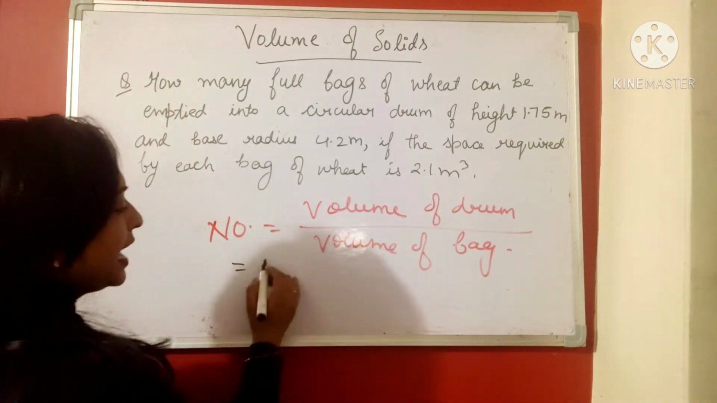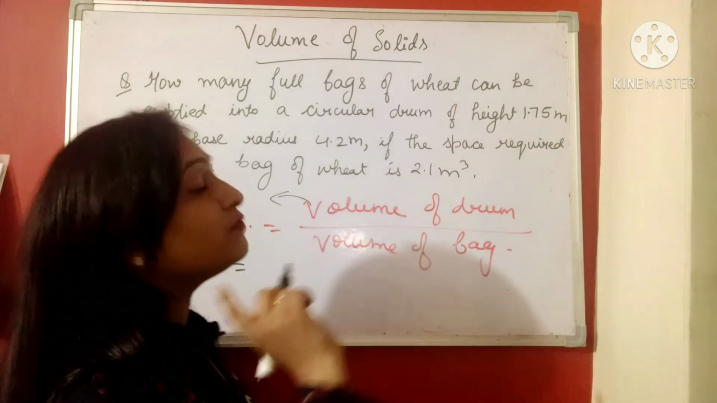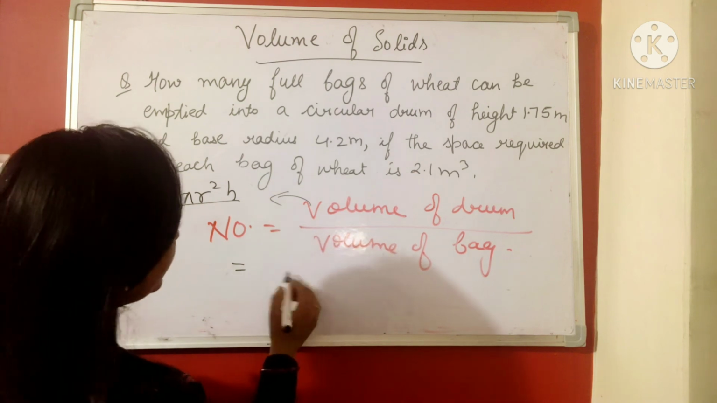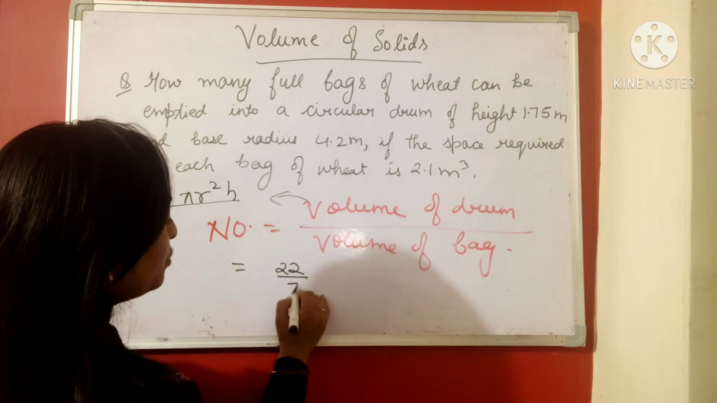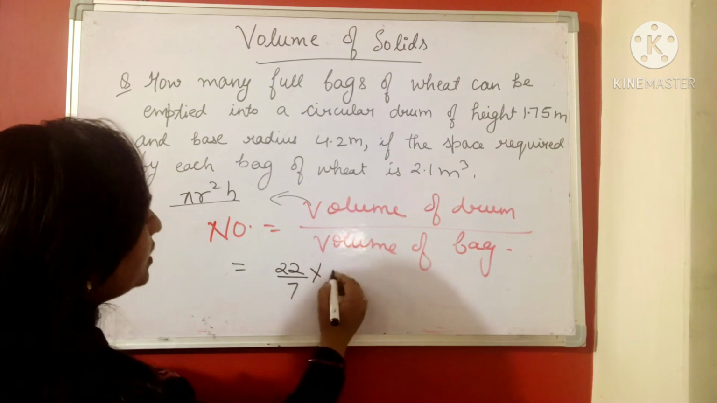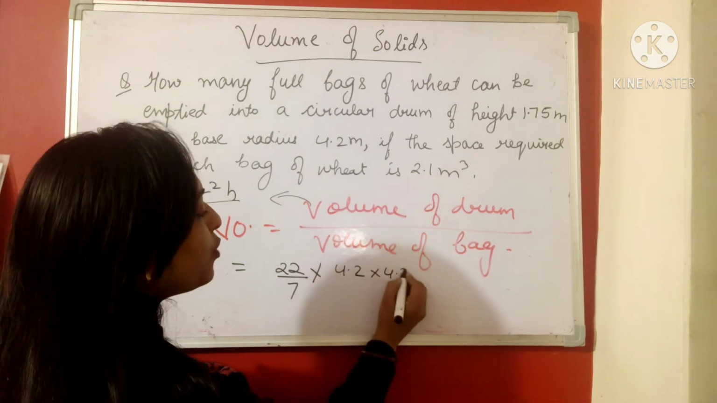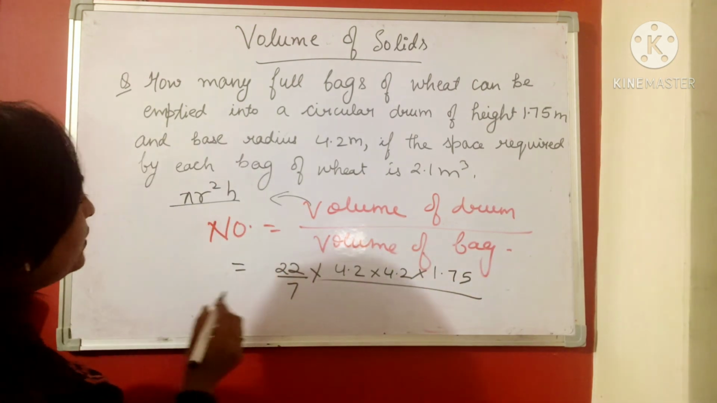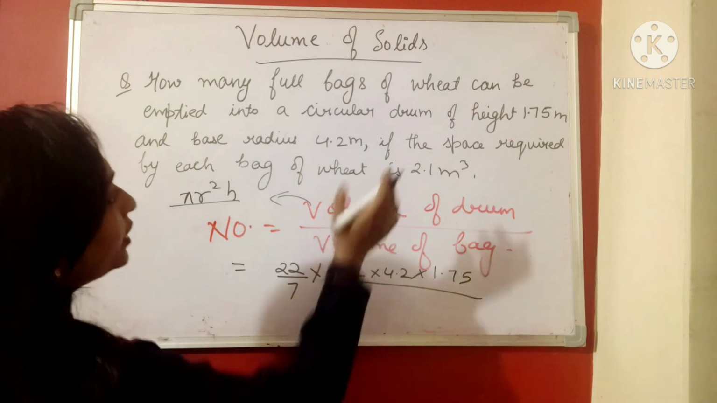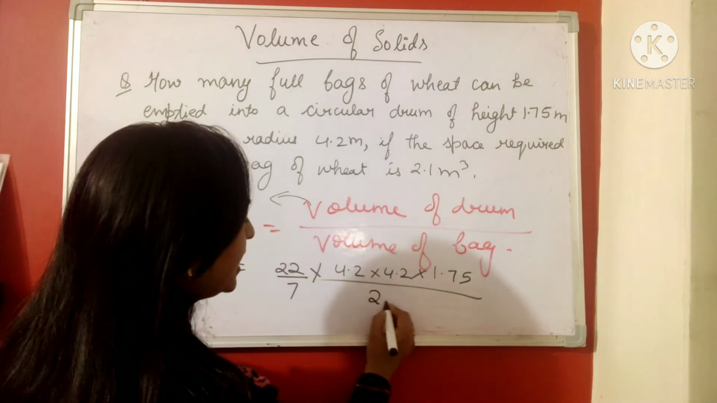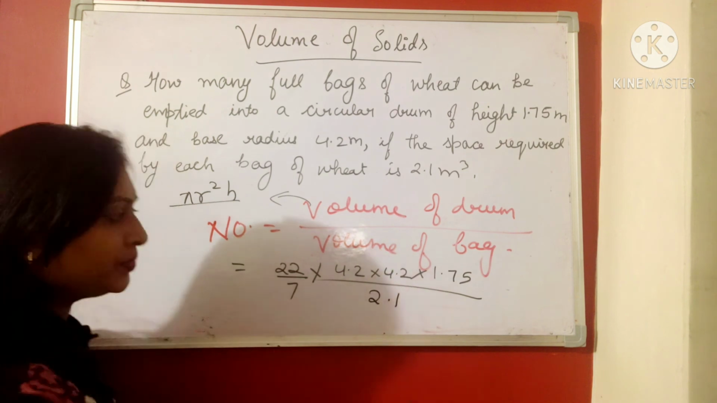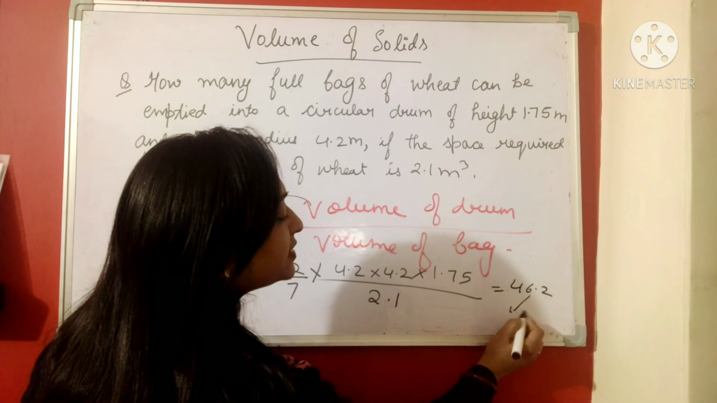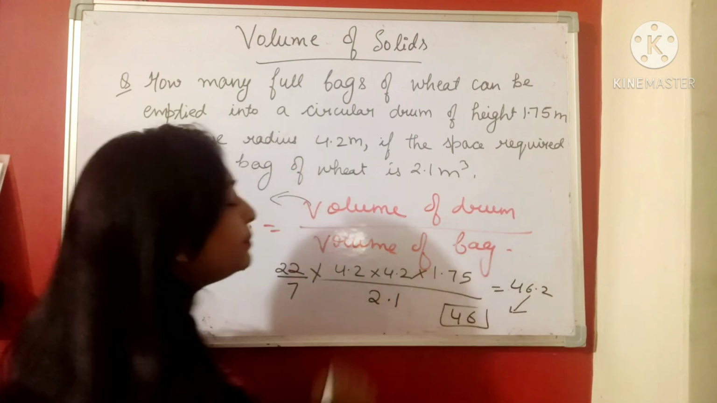We will substitute the value. Volume of a drum, which is in the shape of a cylinder, has the formula pi r square h, right? So in place of pi we will write 22/7 into radius, which is given 4.2 into 4.2, and the height is 1.75, right? In the denominator we will be getting the volume of a bag, which is already given to us, that means 2.1 meter cube directly. Now when we solve, we will get 46.2, which is approximately 46. So the answer will be 46.